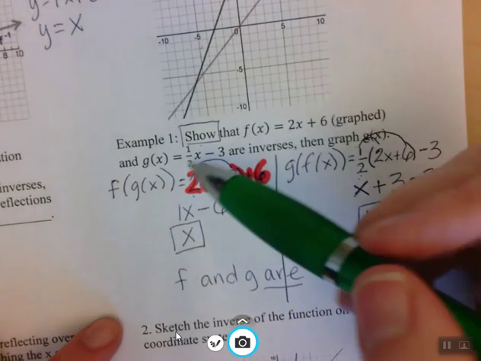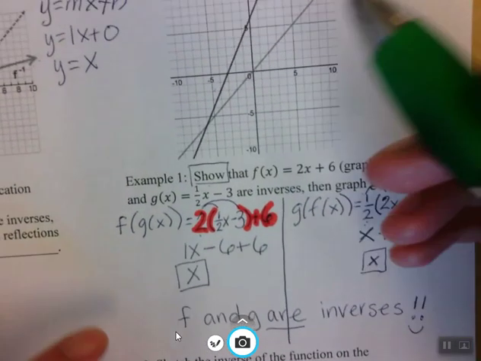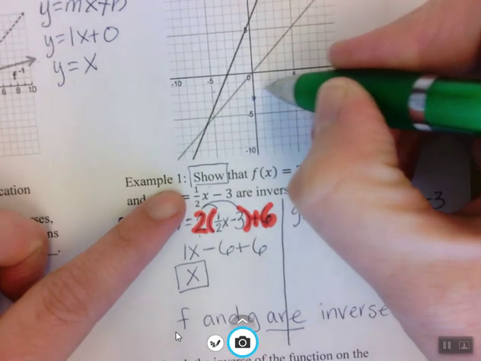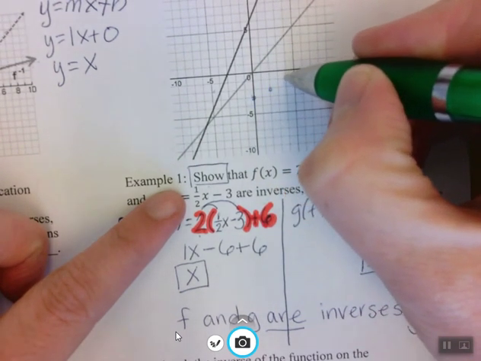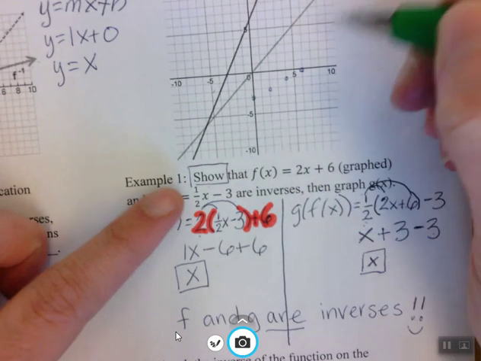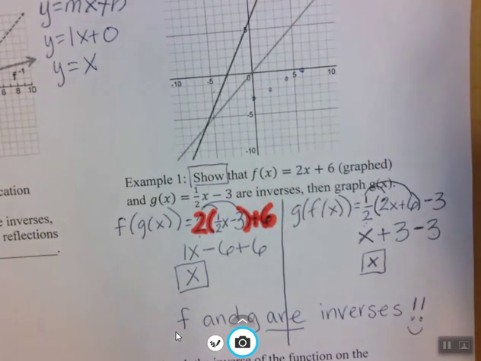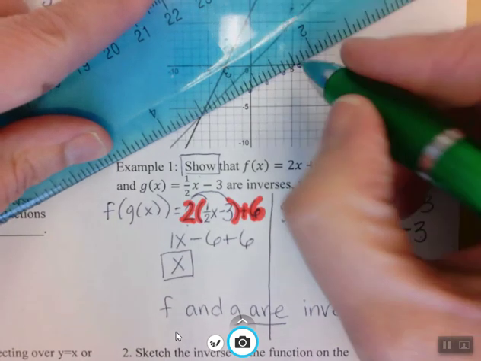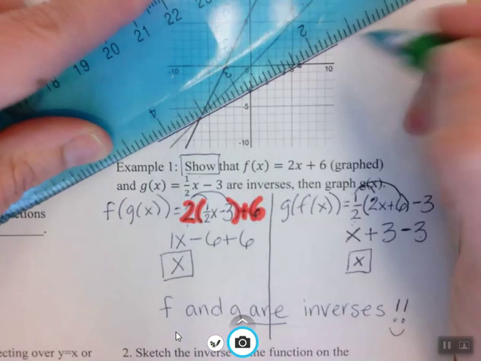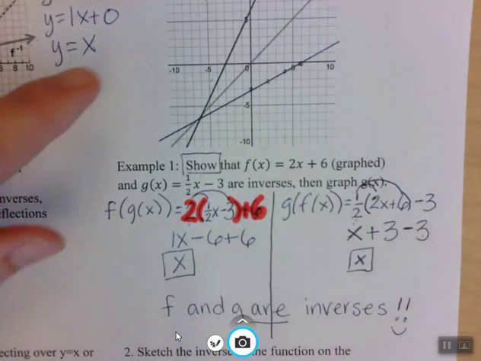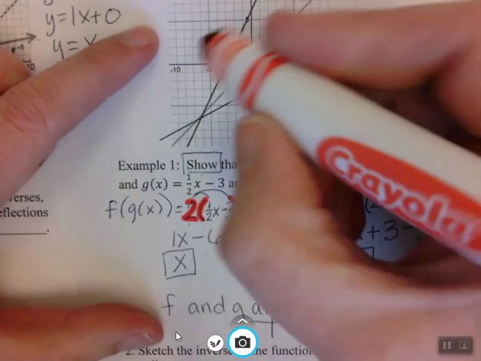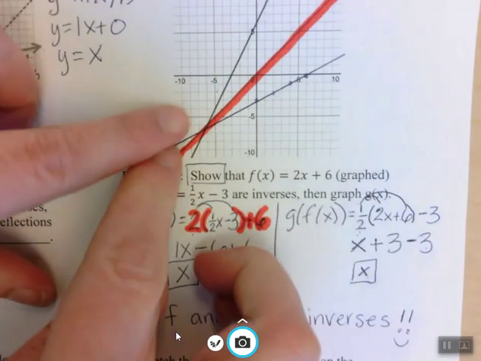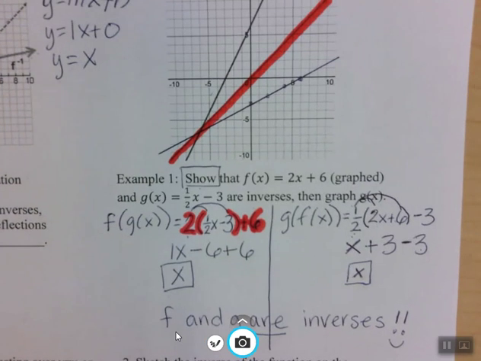All right, now they want you to graph it. So we're going to graph 1/2 x minus 3. Start at -3 and do a slope that's up 1 and over 2. And you can use your student ID as a straight edge. And if you did it correctly, you'll see that here's my line y equals x in the middle. These two lines are symmetric to that line y equals x.